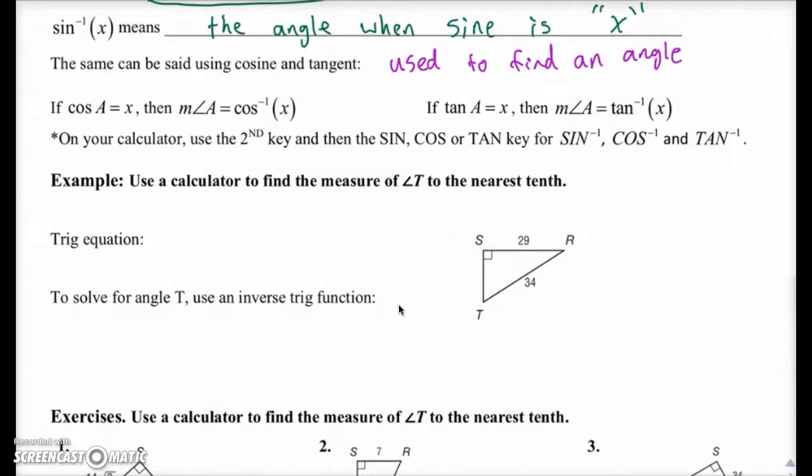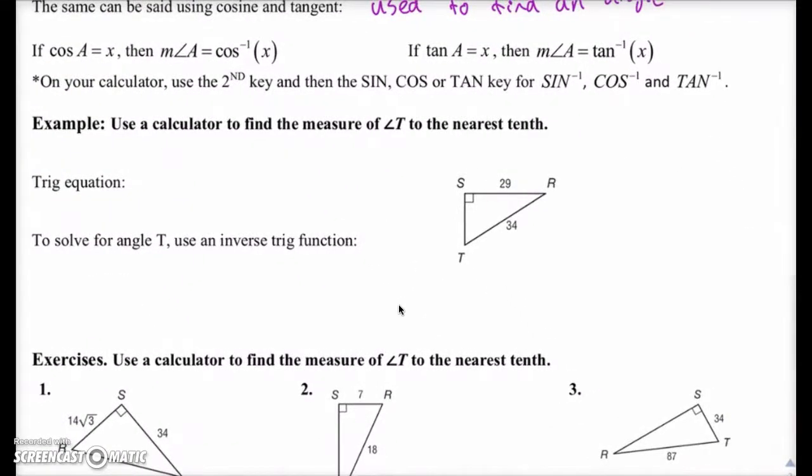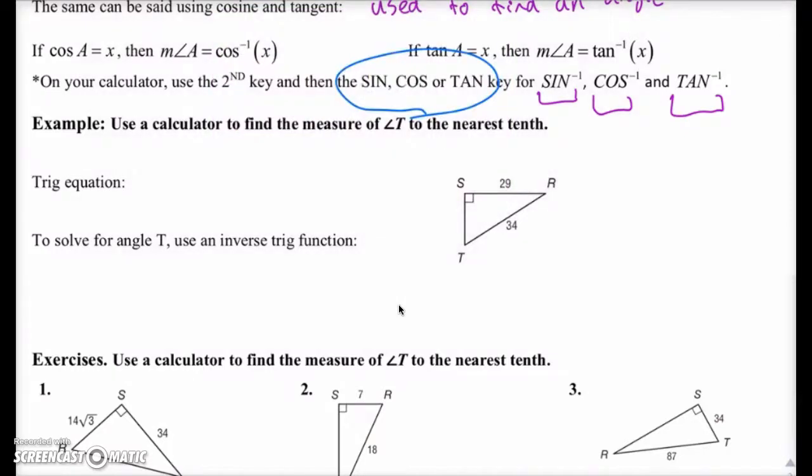Okay. Just real quick, let's take a look at your calculator here. So let's go to my camera. You're going to try to find sine inverse, cosine inverse, and tangent inverse on your calculator. Okay, it's going to be where sine, cosine, and tangent are. But to use it, you have to hit the second key, or for some calculators, you're going to hit the word shift. Okay, so I'm going to go to my calculator right now.